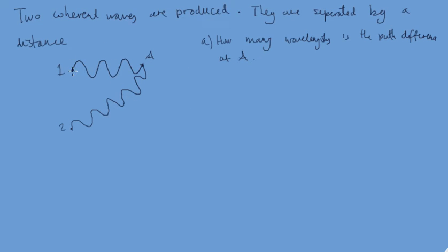So from the diagram, we count the wavelengths. Starting here, 1 wavelength, 2 wavelengths, 3 wavelengths. So we've got, I'll write it here, 3 lambda. And here we've got 1, 2, 3, 4, 5 wavelengths. So the path difference is going to be 5 lambda minus 3 lambda, which is 2 lambda.